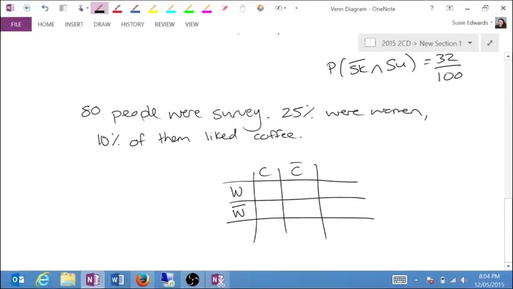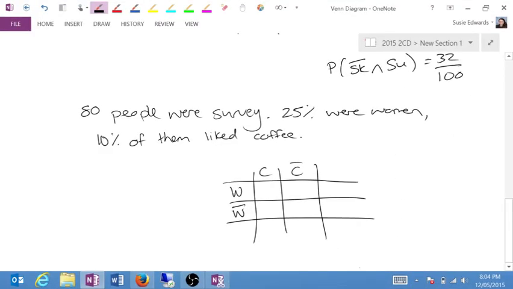Okay? Make sure you don't try and put men and women twice or anything like that. Alright, so far we've got 80 people were surveyed. 25% of them, so you need to know these sort of easy percentages. A quarter of them were women. So 80, that means 20. Okay? 10% of them liked coffee, so we now got a 2 here. So from here we can now do some of the table, but you still do need one other bit of information to be able to answer the whole thing.